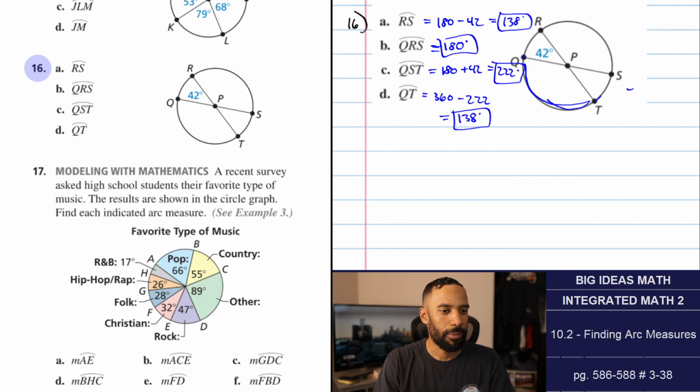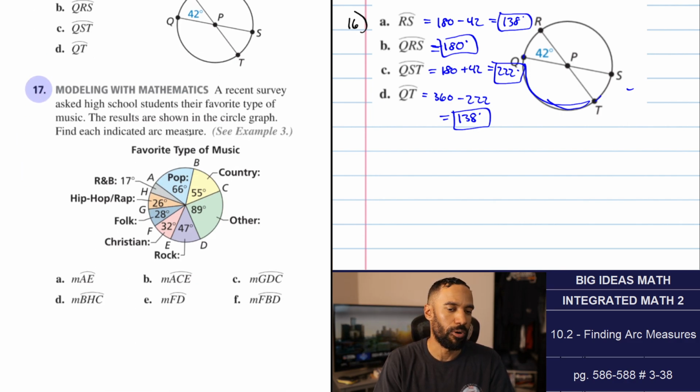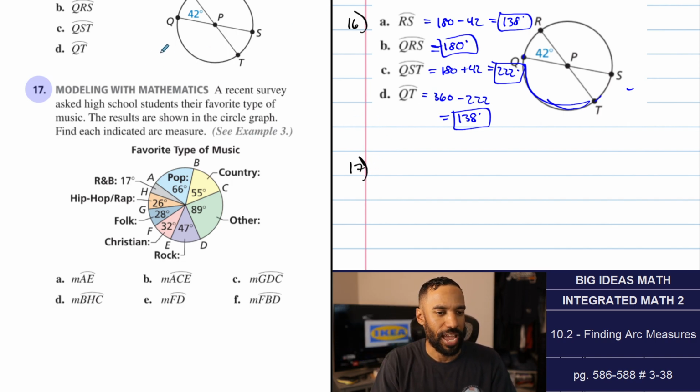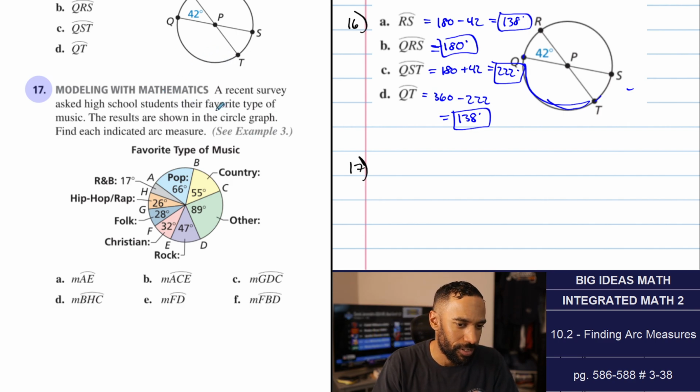All right, number 17, let's model with mathematics. We kind of had an example like this before. The poll doesn't mean much, the survey just uses degrees, and we move on from there. All right, number 17. I was about to write 17 degrees. A recent survey asked high school students their favorite type of music. The results are shown in the circle graph.